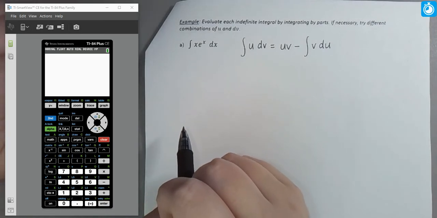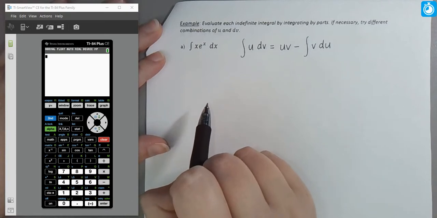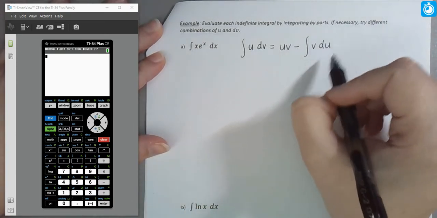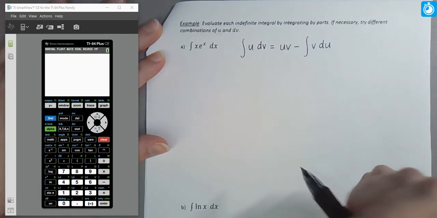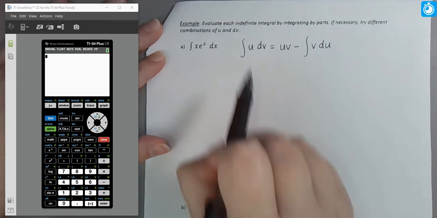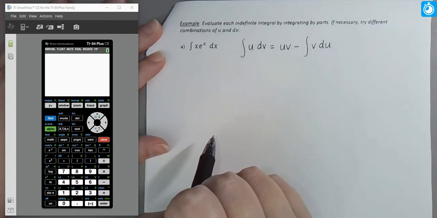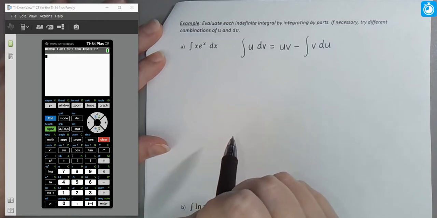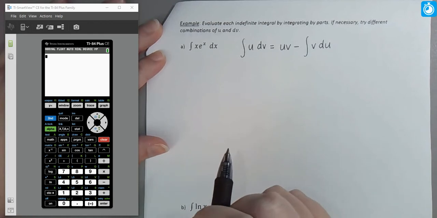And again, the ultimate goal here is to pick the right combination of u and dv, where when we plug into this other integral using the values we've chosen and found, we end up with an integral that's more straightforward to solve than this one, where we don't currently have a technique for evaluating it directly. Okay, so how do we pick u? How do we pick dv?